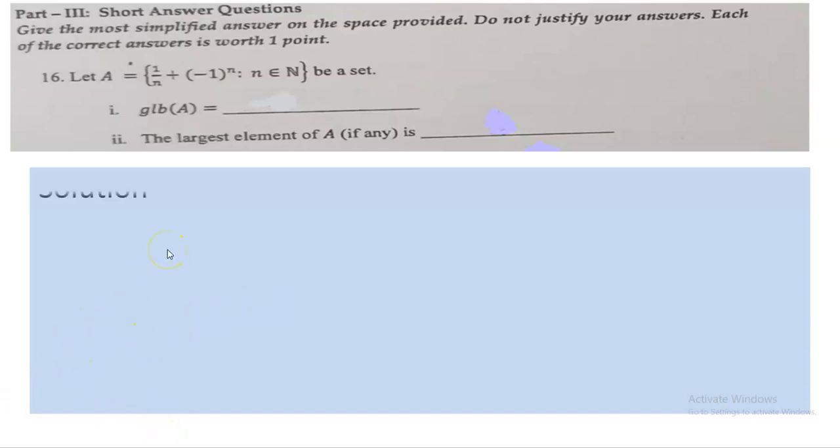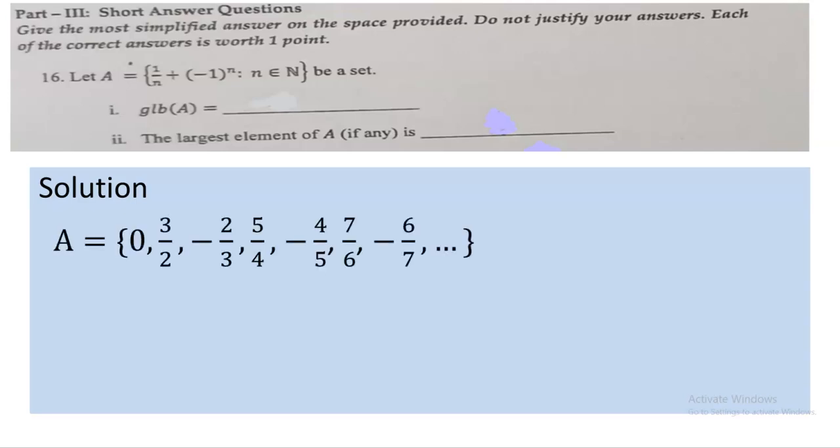In order to find the greatest lower bound and the least upper bound of a given set, first you have to identify the type of the elements, the numbers within the set. As you see, if you substitute 1 in place of n, you will obtain 0. If you substitute 2 in place of n, you will obtain 3 over 2. And put 3 in n, minus 2 over 3. So as you are substituting natural numbers, you will obtain such kind of arrangement of numbers.